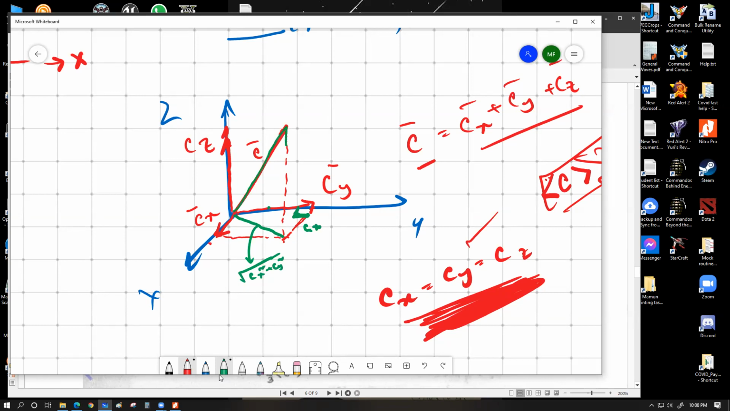Have a look at this big triangle that is comprised of c and this diagonal, which has a 90 degree right angle over here, but this is the hypotenuse. This side is root over cx square plus cy square, and this side is cz. So if I apply Pythagoras over here, I can write c square, which is the square of the hypotenuse, should be equal to side square plus side square. Which ultimately gives us c square equals cx square plus cy square plus cz square.